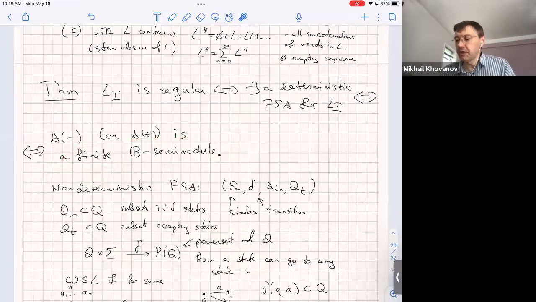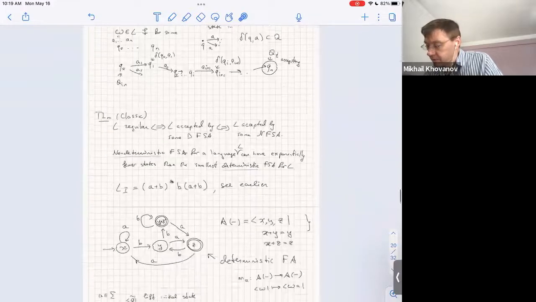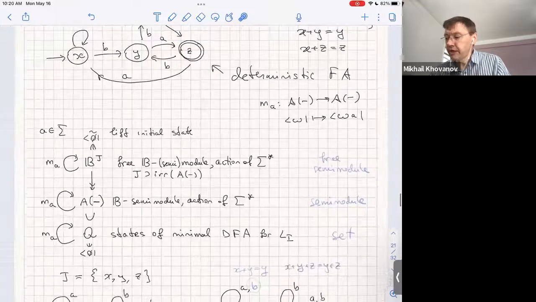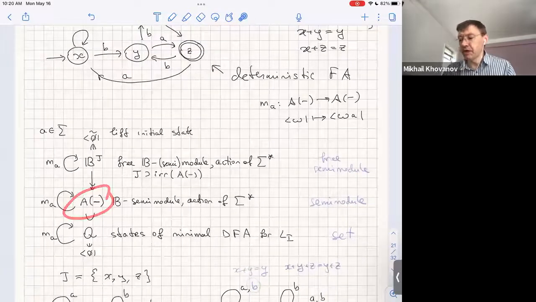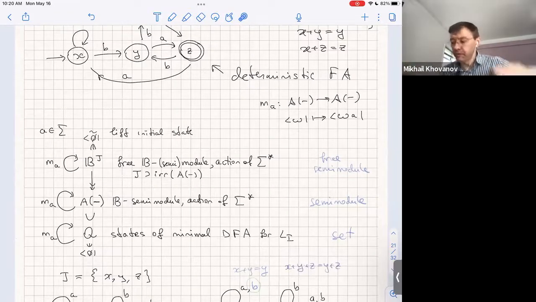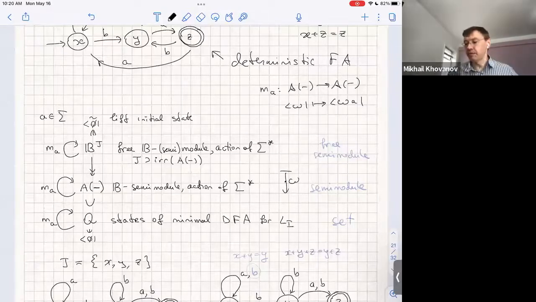So what's the relation between A minus and the automaton for the language L? Let me scroll through this example. So the relation is the following. We have a semi-module A minus. It's linear combinations of half intervals with words in them. So again, A minus is a linear combination of pictures like this with some words omega, and A acts by adding dots on top.